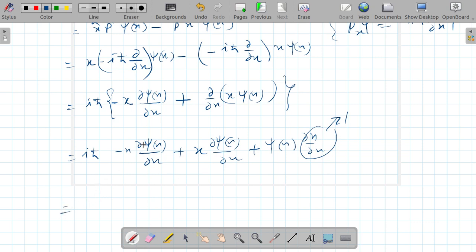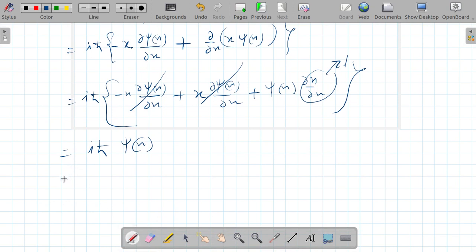and its value will be 1. So here this term will cancel out with it. So i h-bar psi(x). Thus I can express it as the commutator [x, p] is equal to i h-bar.